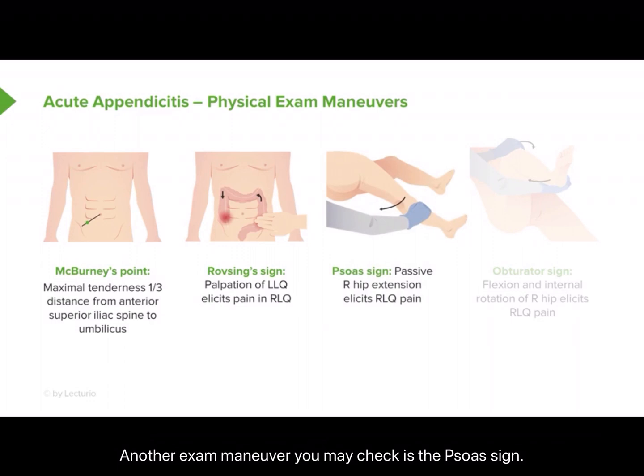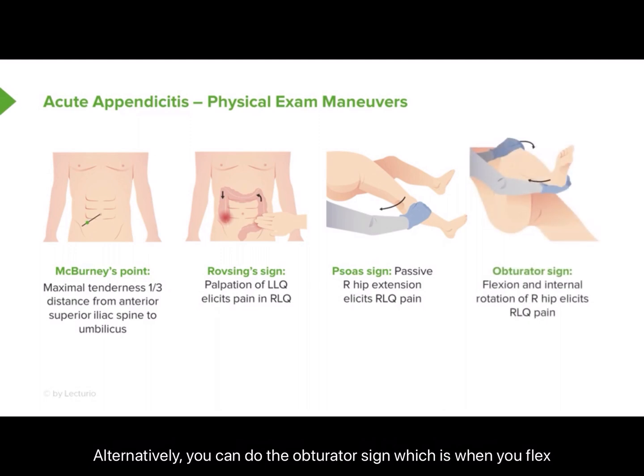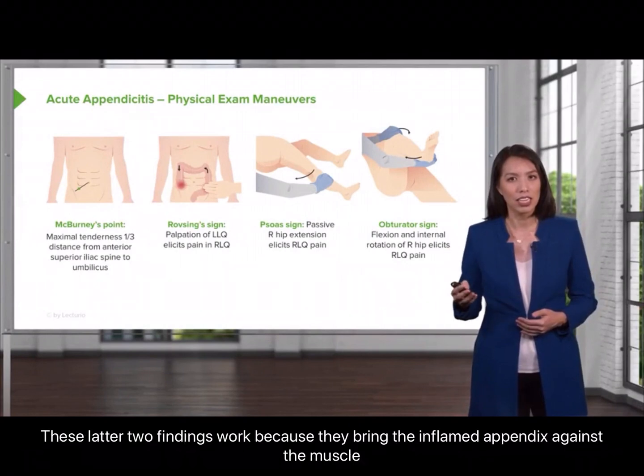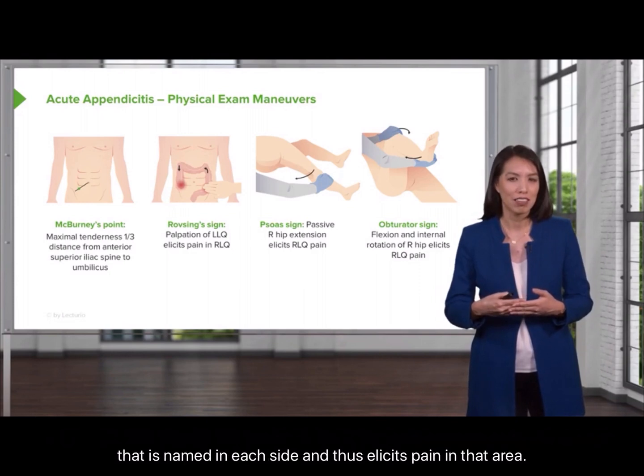Another exam maneuver you may check is the psoas sign. This is when you passively flex the patient's right hip, and this elicits right lower quadrant pain. Alternatively, you can do the obturator sign, which is when you flex and internally rotate the patient's right hip, which then elicits right lower quadrant pain. These latter two findings work because they bring the inflamed appendix against the muscle that is named in each sign, and thus elicits pain in that area.